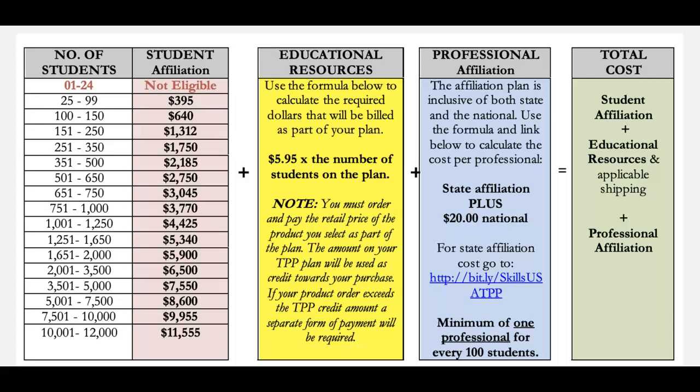If you have 25 student members, for example, it would be $395 for this section of the formula. You would then have to add in the cost of educational resources, which is $5.95 times the 25 students we're going to register. That would be the cost of this educational resource part of the formula. Then you would add in the cost of professionals. This would be the state affiliation costs plus the $20 national affiliation cost. You would take that number and multiply it times the number of professionals that you'll be joining. All three of these categories of the formula can be added up to get your total cost.